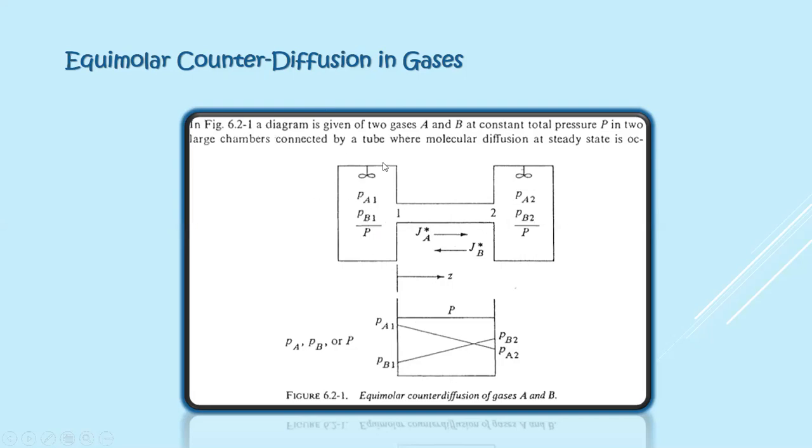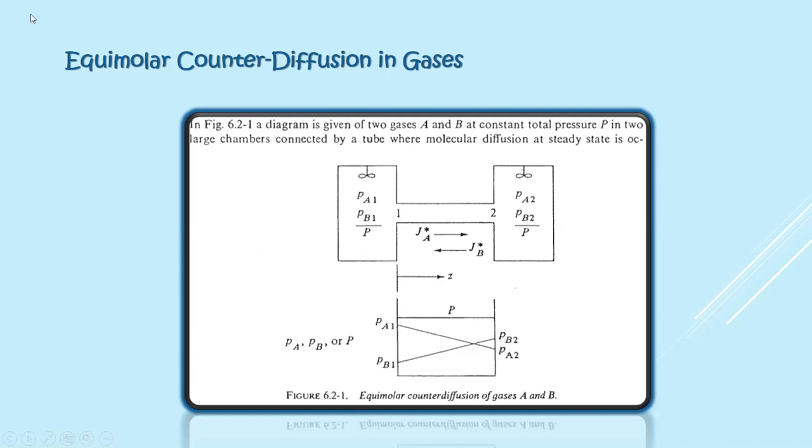Since this part is higher in concentration or partial pressure for A, the movement is from left to right. Since this part is higher in partial pressure with respect to B, the movement will be to the left side. So this one is to the right, this one is to the left. So how do we account, in this case, for the flux of these two gases moving in counter diffusion?